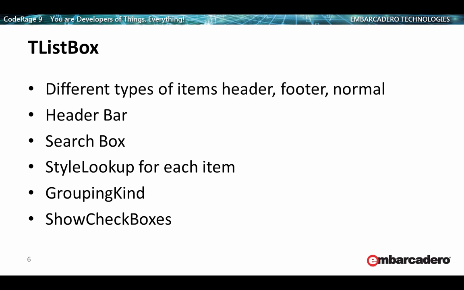So, digging in a little bit deeper to the list box, you can have different types of items. There's a header item, a footer, and normal, so you can create them as needed and build up a list that you need. There's also a header bar, which is like a toolbar, but it goes above the list. Below that would be a search box if you choose to enable that. There is a style lookup property for each item, so when you actually have to create the item, of course you can set up a style lookup for each one, which would then control all the different pieces of that item. There's also grouping kind and whether or not we show checkboxes.